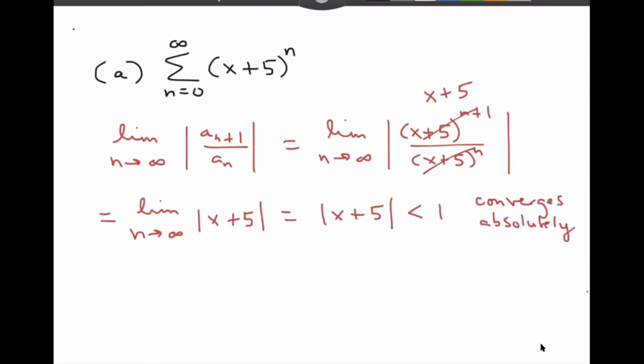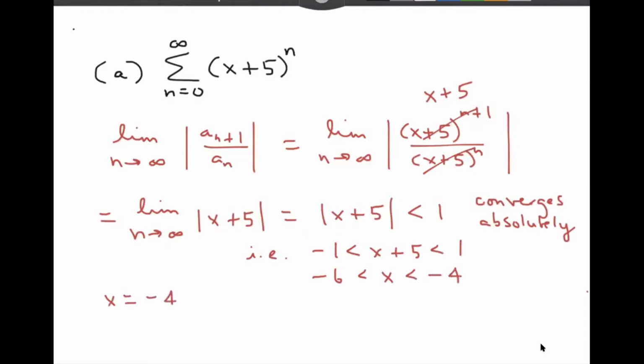Note that that means the same thing as -1 is less than x plus 5 is less than 1, which means the same thing as -6 is less than x is less than -4. Okay. So it definitely converges absolutely for those values of x. So now we have to test the endpoints, which are -4 and -6. So I will start with -4.